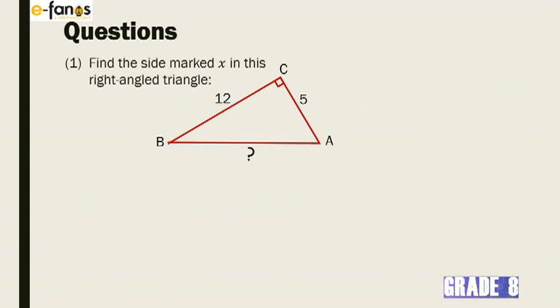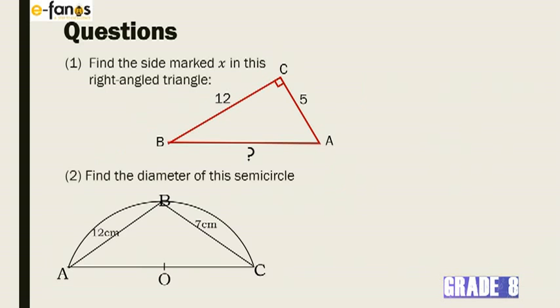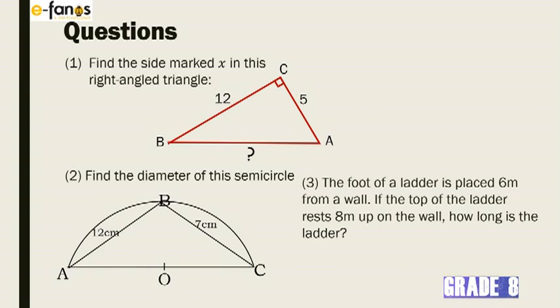Try these questions. Find the side marked X in this right-angled triangle. Find the diameter of this semicircle. The foot of a ladder is placed 6 meters from a wall. If the top of the ladder rests 8 meters up on the wall, how long is the ladder? Pause the video whilst you work out the answers. Here are the answers.